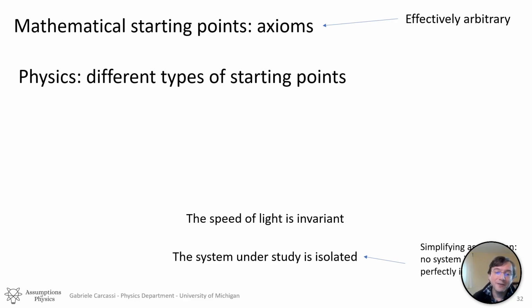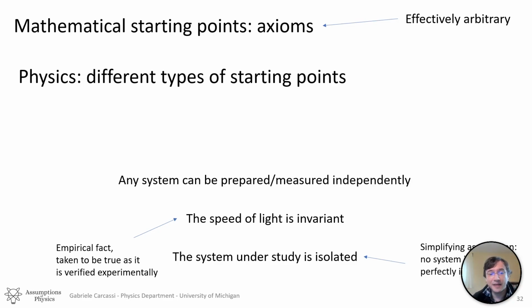Or we could say the speed of light is invariant. Now, this is a much stronger statement. It's something that we take to be true, but it's an experimental fact. So we don't know whether it's true in all contexts possibly. We say, okay, we see that it's always verified, so we take it as a starting point. We could have another statement like that any system can be prepared or measured independently.